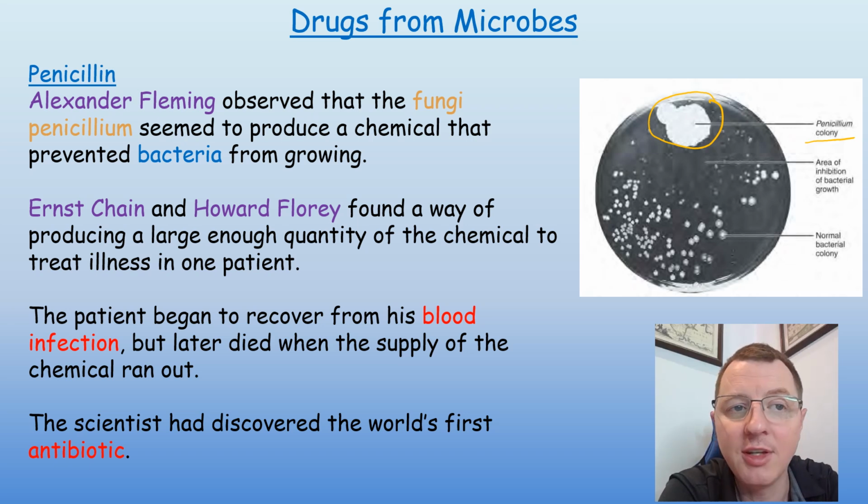The patient had a disease known as septicemia, an infection of his blood, and he was hours from death. However, upon receiving an injection of the penicillin antibiotic, the patient began to recover from his blood infection, but he later died when the supply of the antibiotic chemical ran out. But the chemical was so successful in that first trial that scientists went on to try and work out other ways of producing large enough quantities of this antibiotic, and it would go on to treat millions of patients around the world.